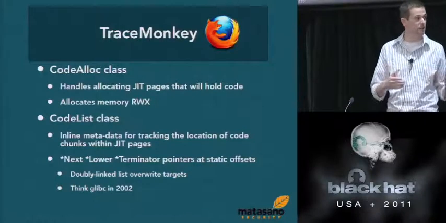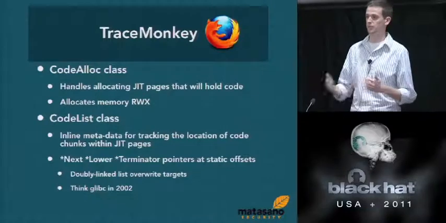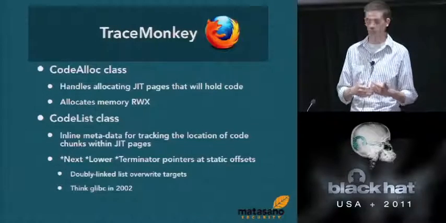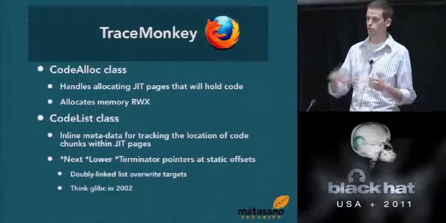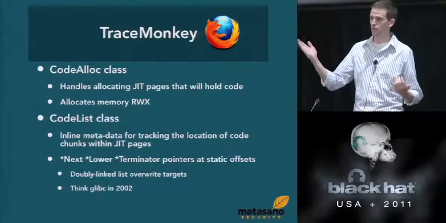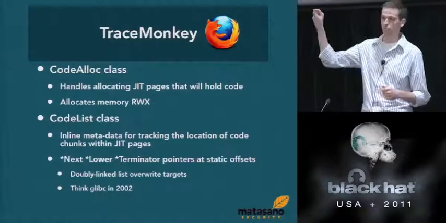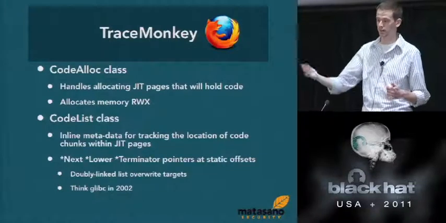And again, another bad part about this is that this data is stored at a static offset from the beginning of every JIT page. So if you want to overwrite one of these pointers, you simply allocate lots and lots of JIT pages, and then you pick one at random that you hope is in the space you've allocated, and you write the 20th byte from the beginning of the page, and you've overwritten the next pointer.